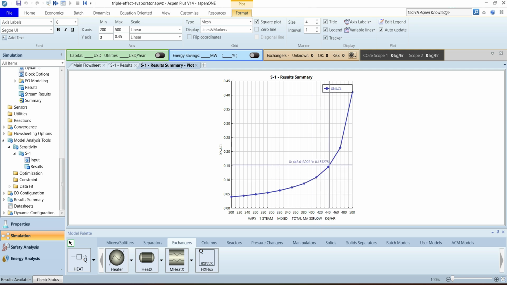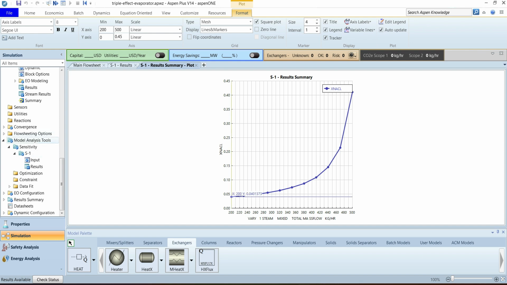To view the exact number where 20% concentration is achieved, we can show the tracker, and with the tracker, wherever the y magnitude is 0.2, that will be the required point. So somewhere here, nearly at 465 or 463.97 kilograms per hour of the steam flow rate is the desired flow rate.